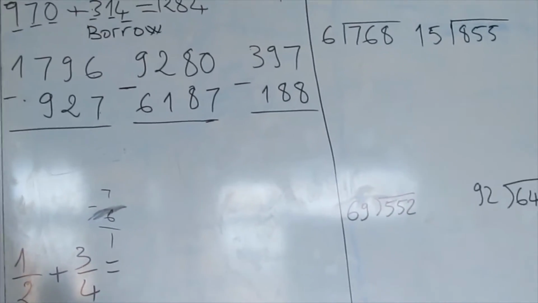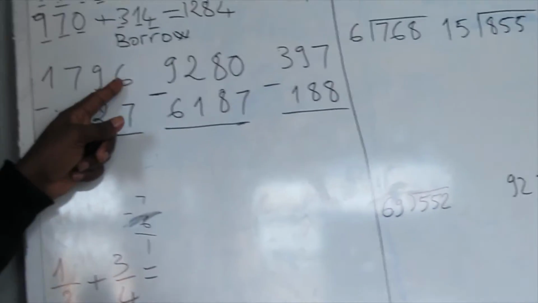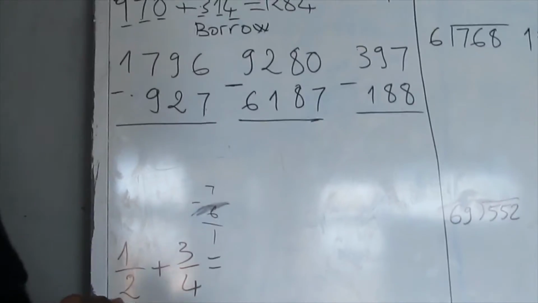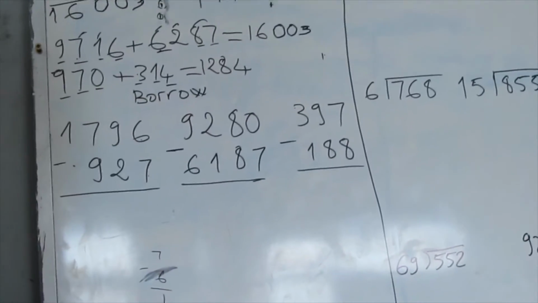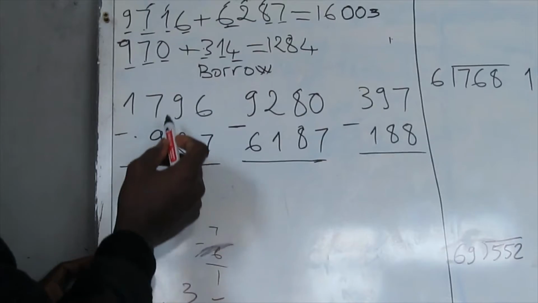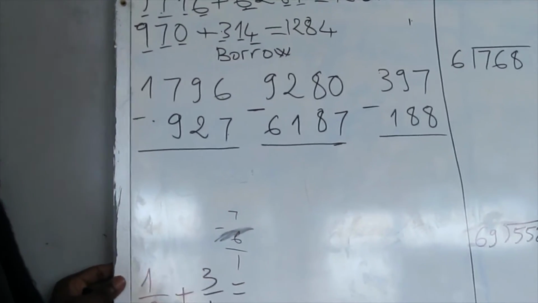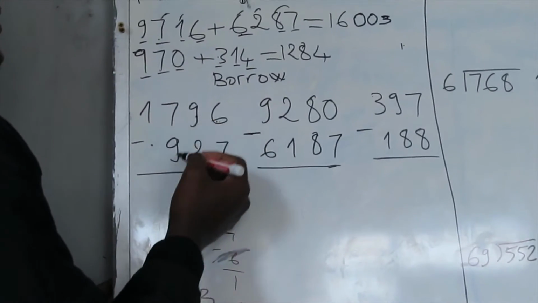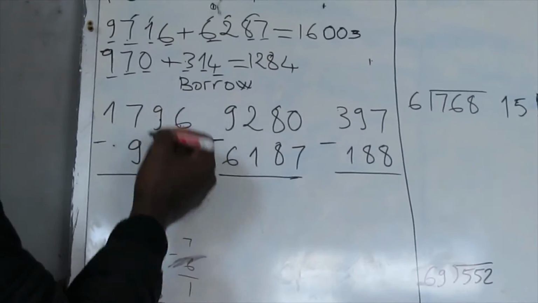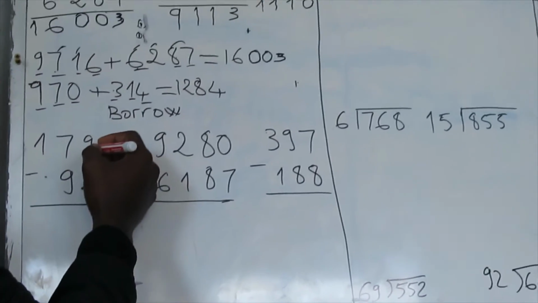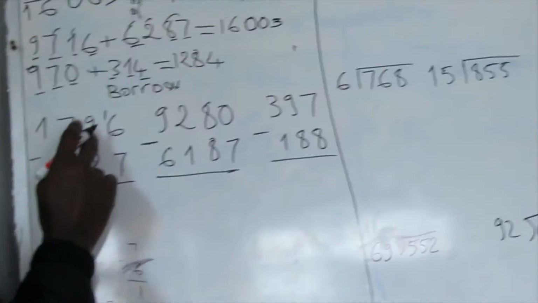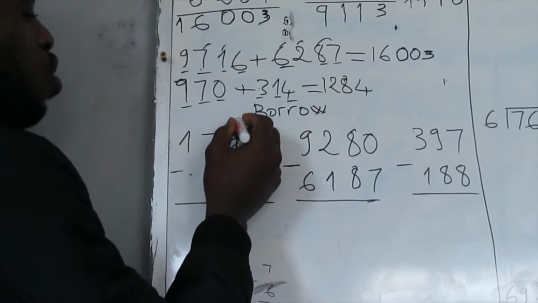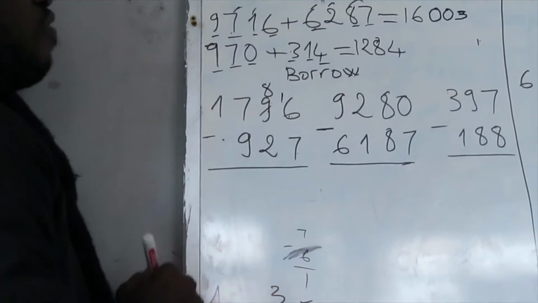So to borrow. So now 6 minus 7. Because 6 is less than 7, what must we do? We must borrow from the neighbor. So our neighbor here, the neighbor of 6 is what? Is 9. We must borrow from this guy there. So if we borrow 1 here from this guy, we borrow 1, and here we subtract 1. So 9 minus 1 equal to what? 8. So if we borrow 1, 8 is left there.